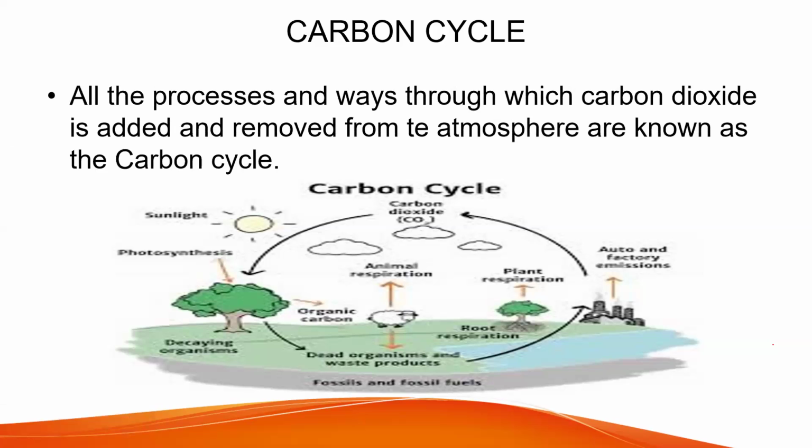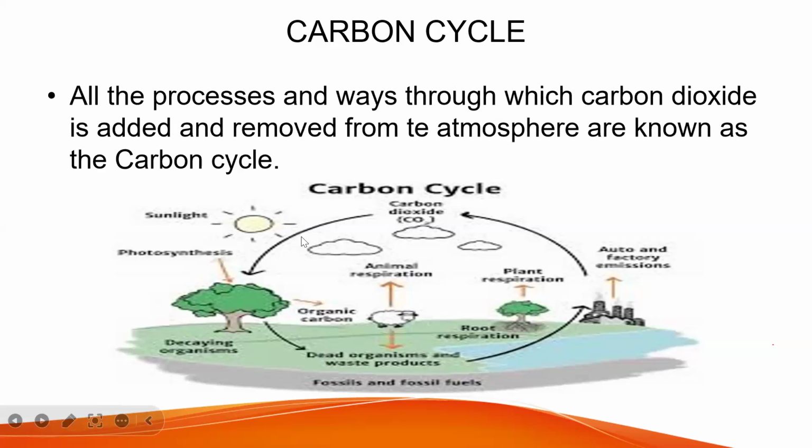A carbon cycle contains all the processes in which carbon dioxide is added and removed from the atmosphere. So here we have the carbon cycle, we have carbon dioxide. Carbon dioxide is required by plants when they're undergoing photosynthesis, and that is what we are seeing here.